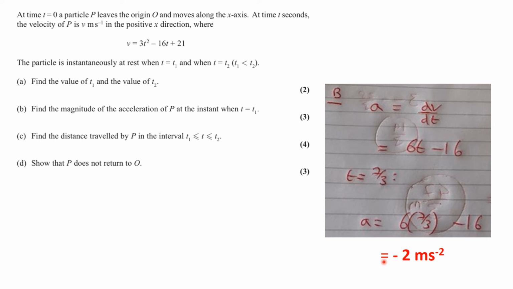This means that my final answer is 2 meters per second squared. The magnitude is the actual value. The minus just tells me the direction. So if they ask for the magnitude, they just want to know the value. The fact it's in the opposite direction, which means it's effectively a deceleration, is irrelevant. We just want the size. So you need to actually state that to get that final mark in part B. It's quite a subtle point.